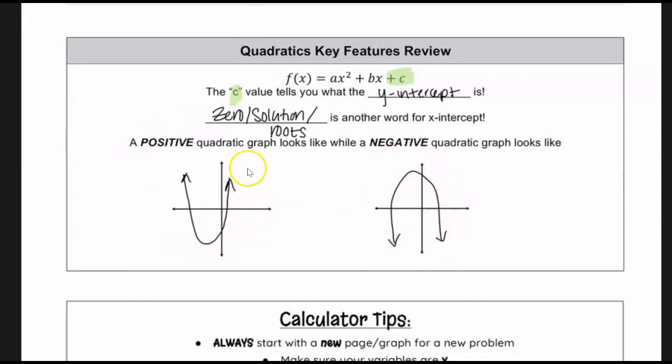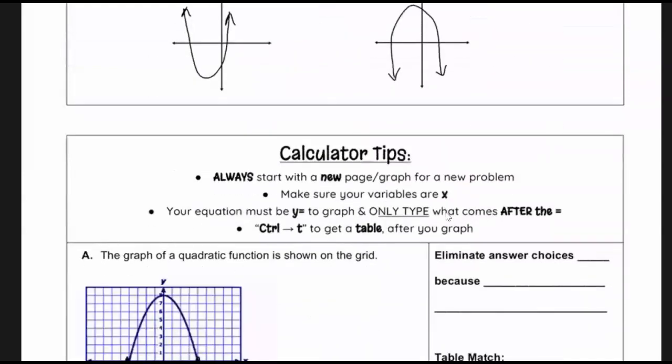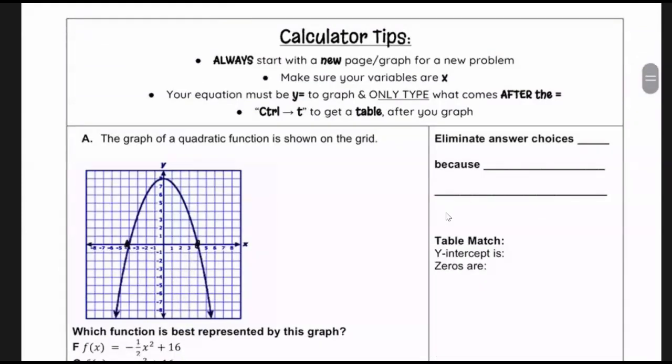So if they give you a picture that's facing upwards, then you know your a value should be a positive a value. However, if they give you a picture that's facing downwards, then you know your equation has a negative a value, such as negative 2x squared or negative 1/2 x squared. But let's try to use some of these tips on these questions.